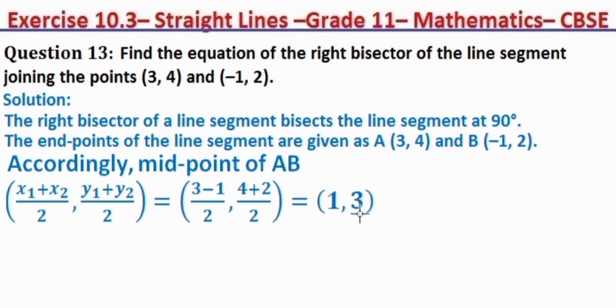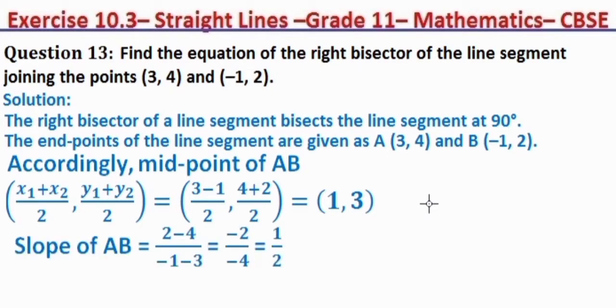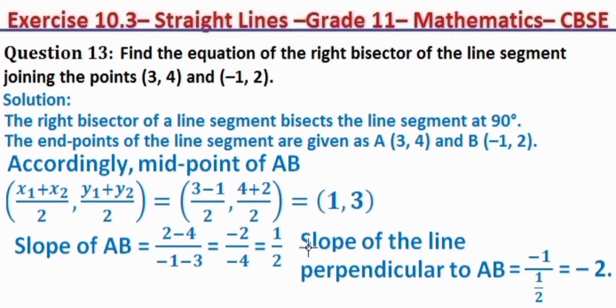Then if you find the slope of these 2 points, we can easily get the perpendicular slope. So what is the slope of AB? (y2 minus y1) by (x2 minus x1), so (2 minus 4) by (minus 1 minus 3). That is minus 2 by minus 4, which is equal to 1 by 2. So the slope of AB is 1 by 2. What is the slope of the perpendicular to AB? That is what we need. The slope of the perpendicular to AB is minus 1 by the slope m1, which is equal to minus 2.